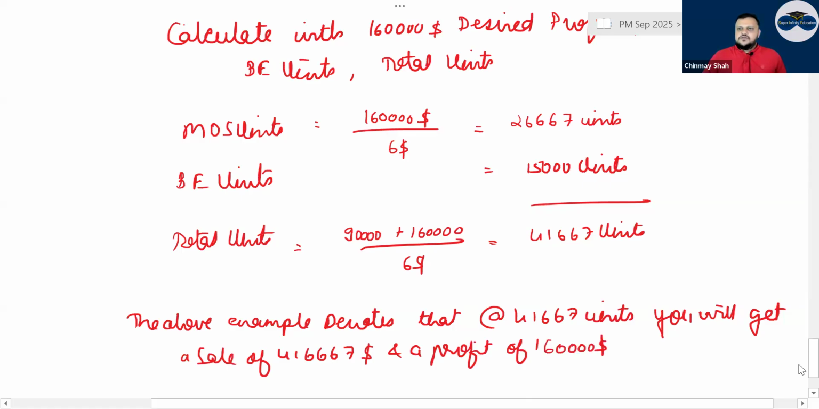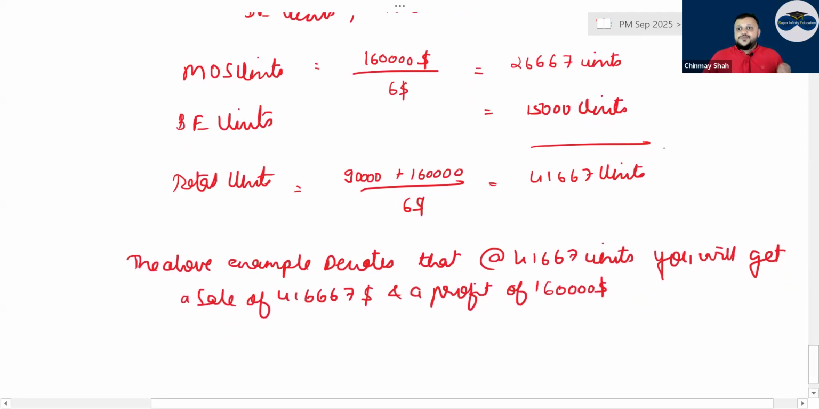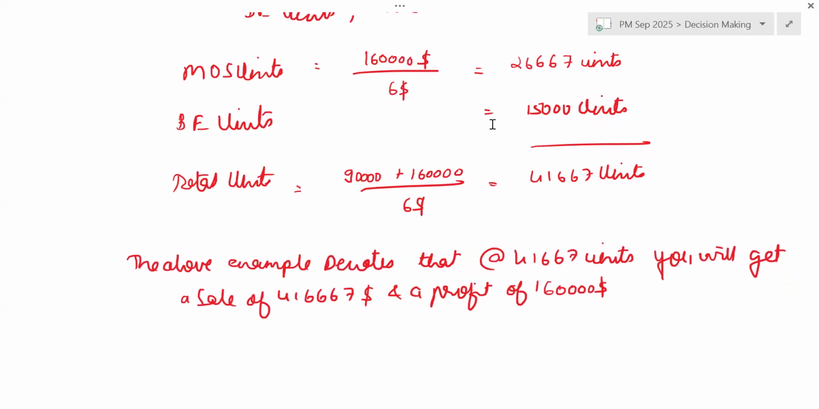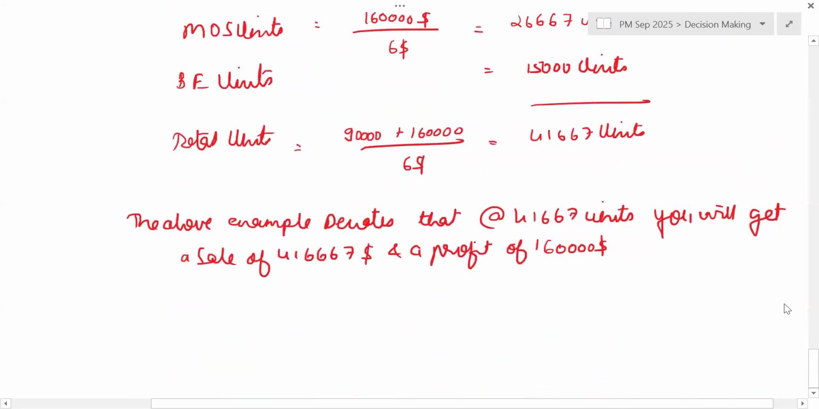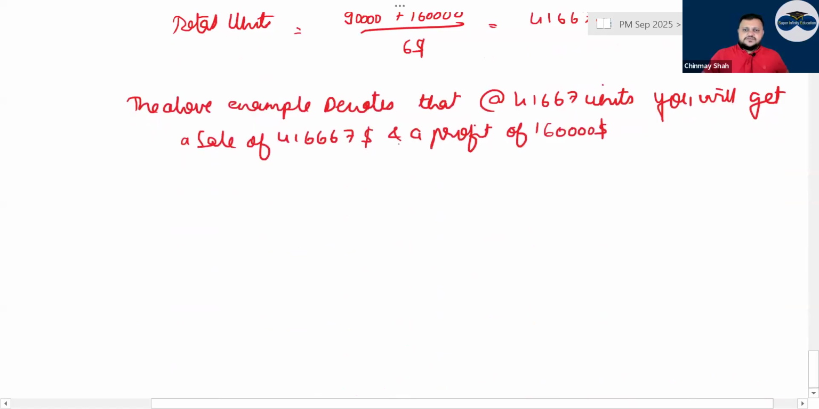Sir, not like this. Proof. Can we do the proof? Krishna, what do you say? Getting it or no? Is it too fast? No, sir. Okay. So now do the working at 41,667 units. You could take 41,666.66 units for proper understanding.